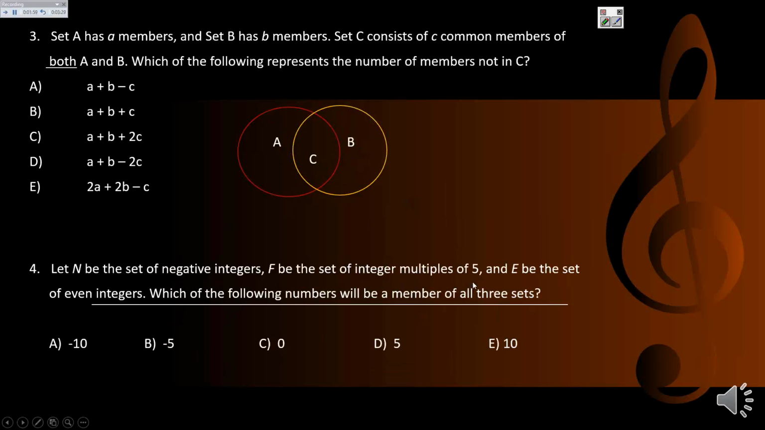It has to be a multiple of 5, that's both of them. But on E, it has to be even. That would give us choice A.